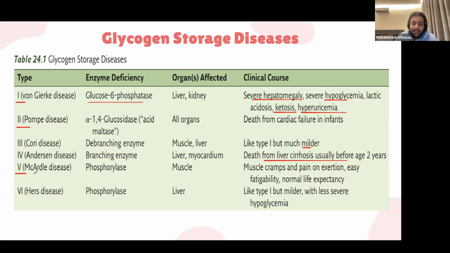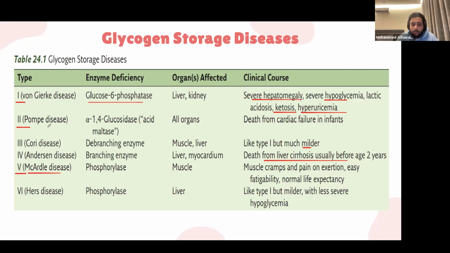McArdle is in muscle phosphorylase. So these patients will typically present, okay, I just went on a run and I have severe pain in my muscles, cramps and pain in my muscles. This is a patient with McArdle, okay, or easy fatigability or something. Do they have liver manifestations? No. So this is McArdle's disease. Hers is just in the liver. There's no muscle manifestations. So remember, please, these three, because these are the unique ones.